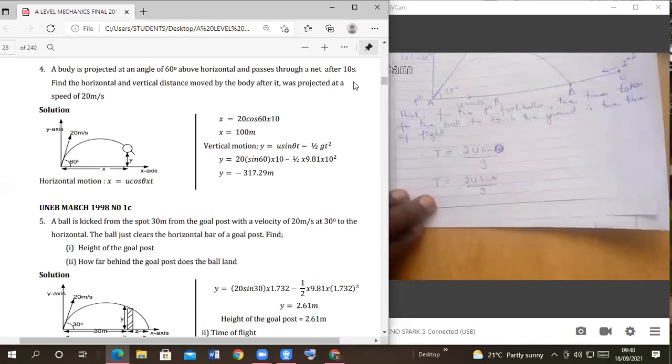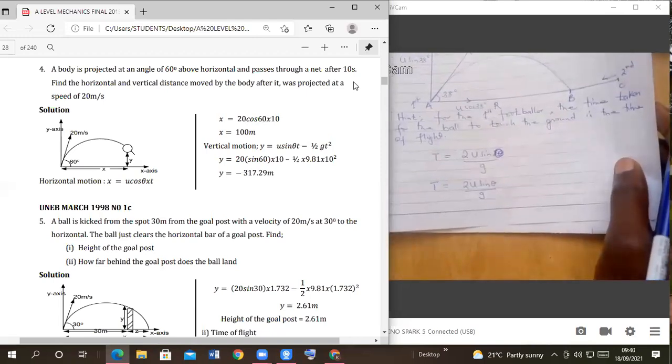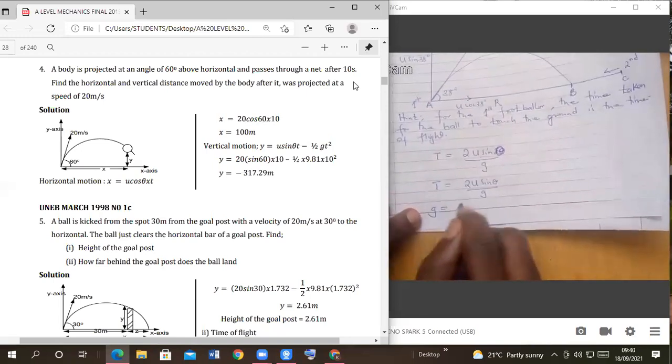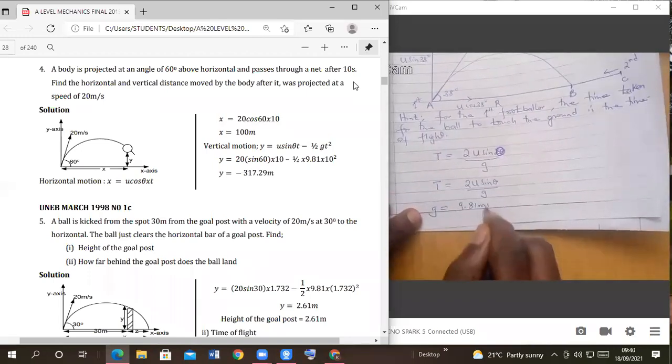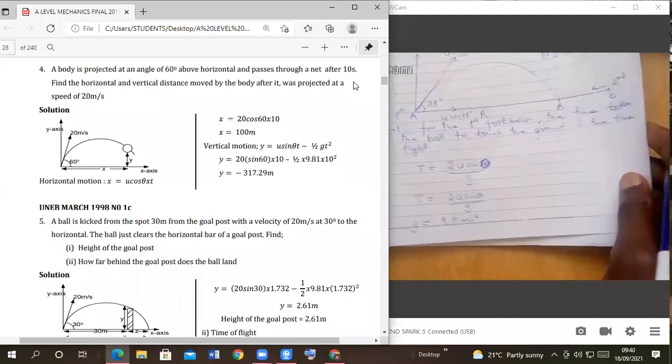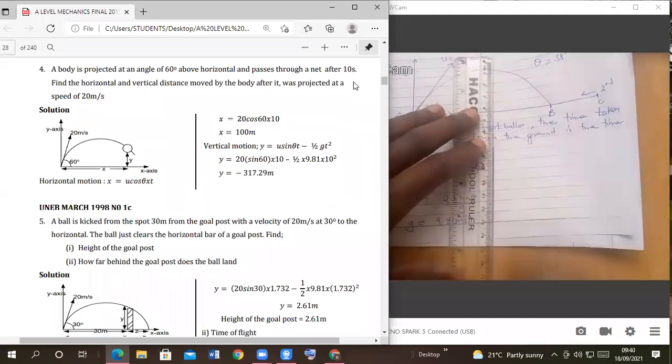Another thing I've seen is that in physics, for acceleration due to gravity you must use 9.81 meters per second squared. Don't use 9.8. 9.8 we normally use for mathematics. Okay?